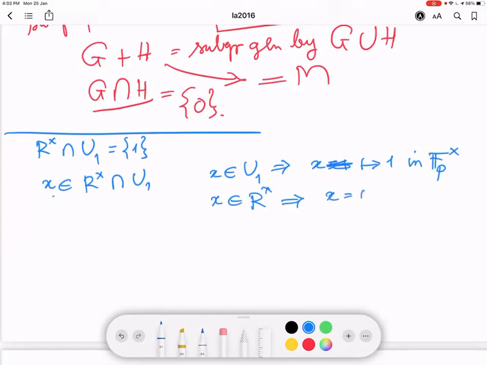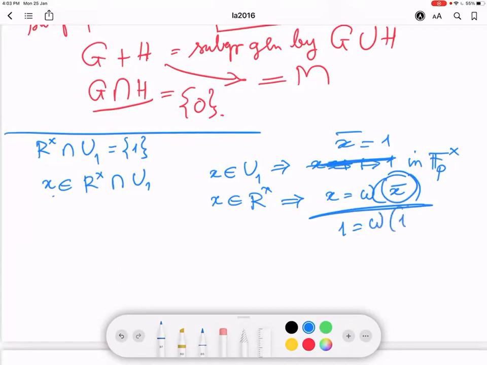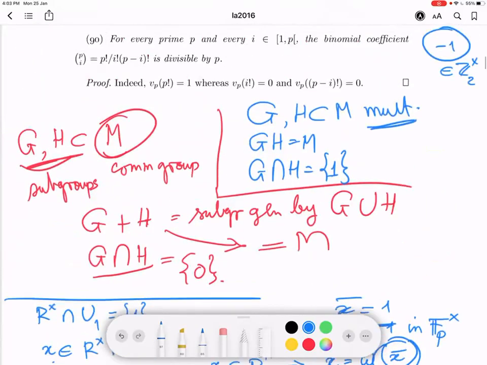Means that X is equal to omega of whatever X goes to, X bar, let's say. So let's write X bar is equal to 1. So X is equal to omega of X bar, which means that X is equal to 1, because if X bar is 1, then omega of X bar is also 1. Okay, so this is just by definition.